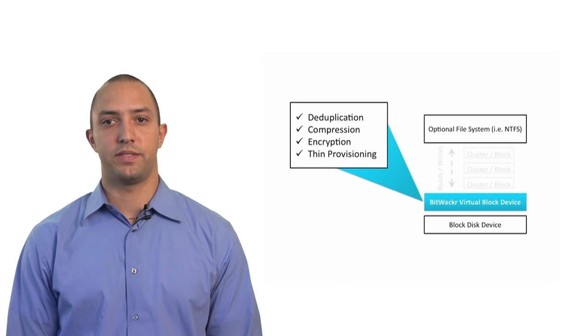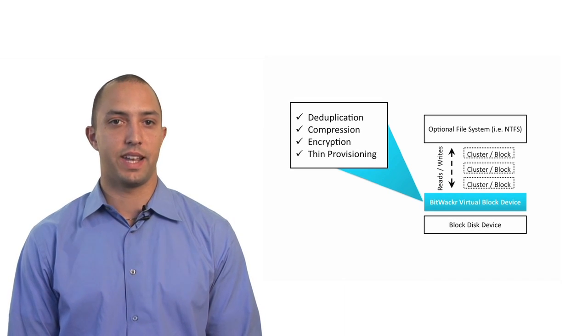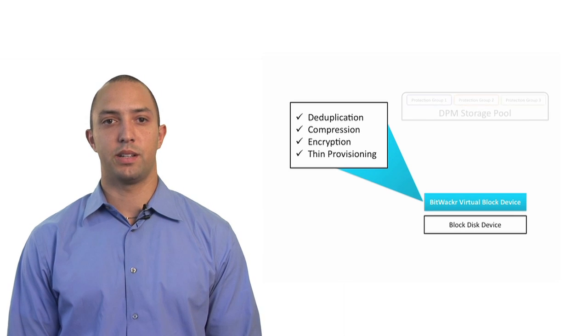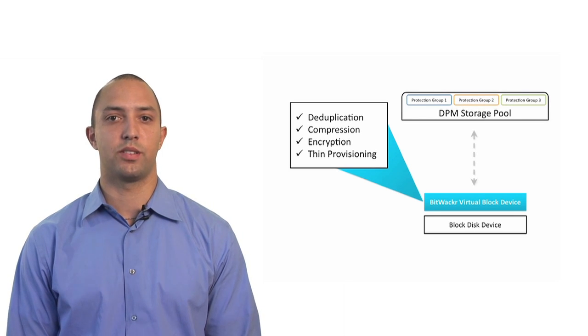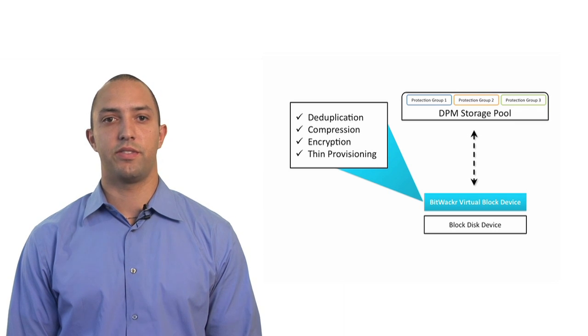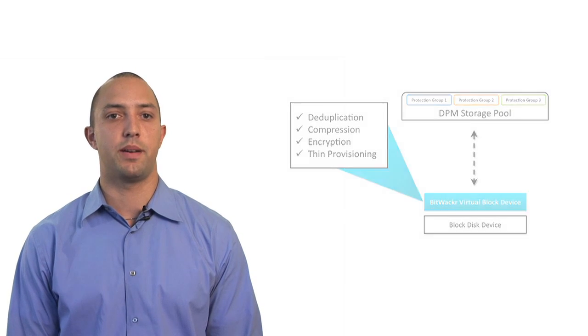By using our virtual block device technology, BitWackr gives Windows the flexibility to lay down a file system, like NTFS, or use the deduplicating, compressing, and thinly provisioned block device as a raw volume, as required by DPM. This design ensures that every block of data written to the BitWackr volume is deduplicated and compressed inline at high speed, transparent to Microsoft DPM.